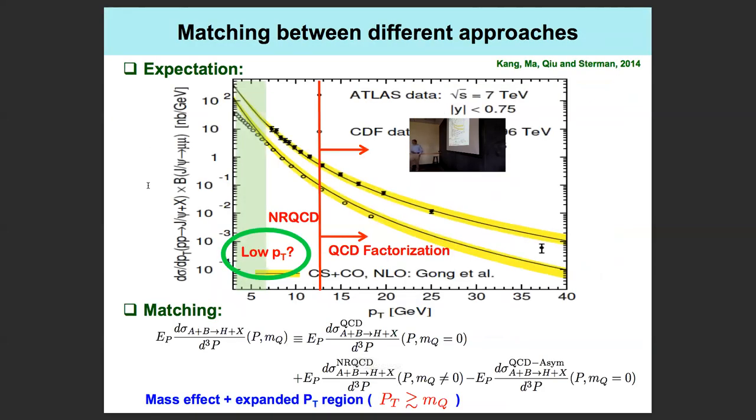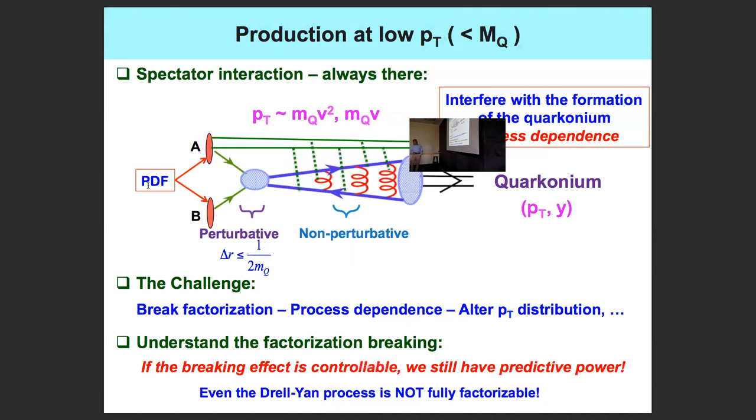So the matching we propose is a formula that reconfigures the data over a very wide range: when the PT is sufficiently large it's perturbative QCD, and when you go to this median region it's QCD, so it's a formula to match. Then the question is what the low PT region is, related to your question. So think about the low PT region, where PT is very low.